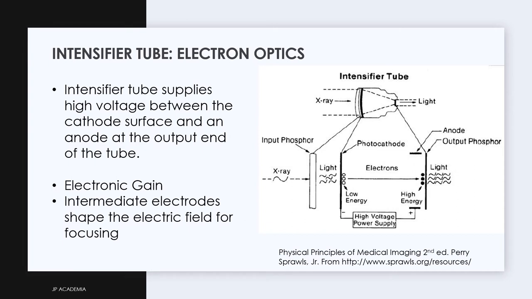Now let's go to the electron optics. The kinetic energy of each electron is dramatically increased by acceleration due to the voltage difference between the cathode and the anode, resulting in an electronic gain. The intermediate electrodes present here, G1, G2, and G3, shape the electric field, focusing the electrons properly onto the output layer, where the energetic electrons strike the output phosphor and cause visible light to be emitted.